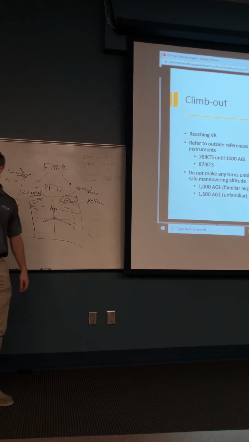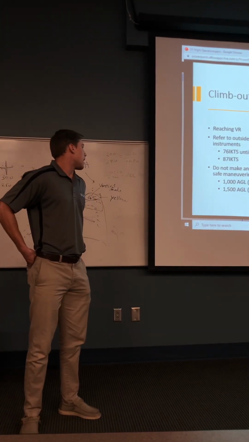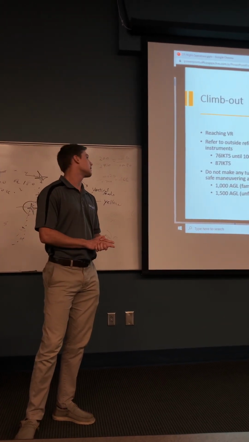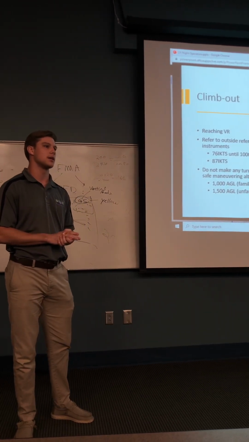So climb out: reaching the rotation speed, which for us is 64. After you reach rotation speed, you want to refer to outside references and flight instruments at the same time. So for us, 76 knots until you reach 1,000 AGL.